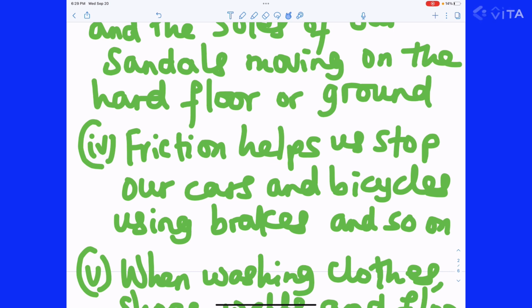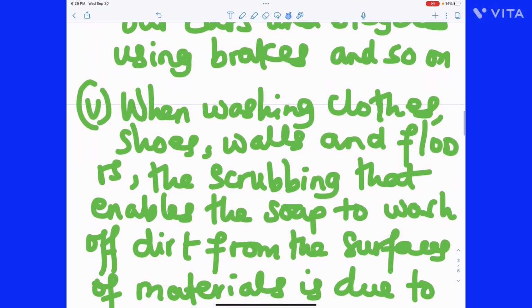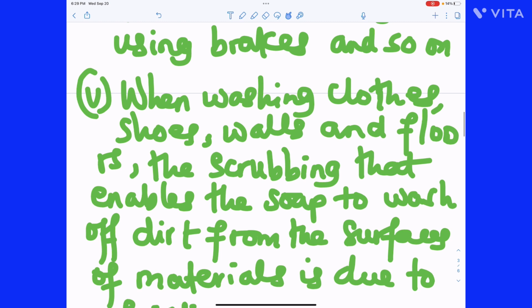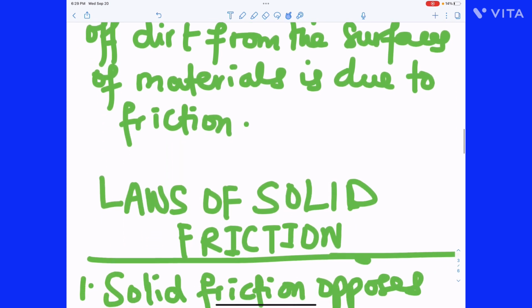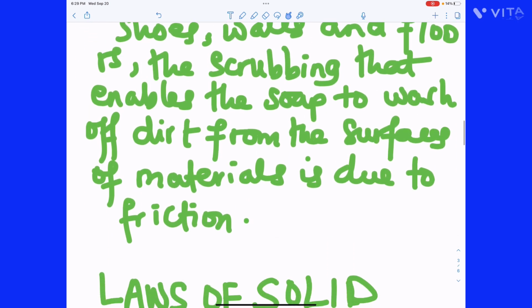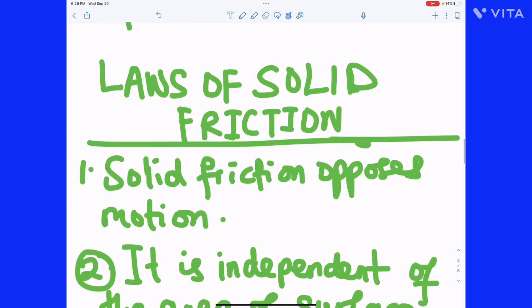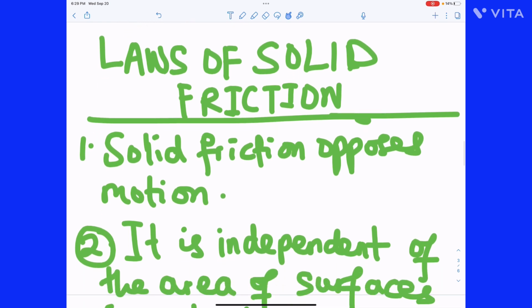The loud sound you hear at the wheels when you step on your brake is due to friction. Then when washing clothes, shoes, walls, and floors, the scrubbing that enables the soap to wash off dead particles from the surfaces of those materials is also due to friction. If there was no friction, the scrubbing won't lead to the cleaning of those surfaces.